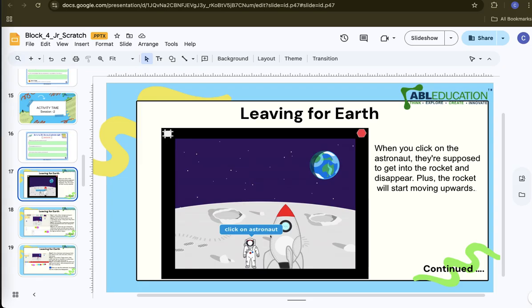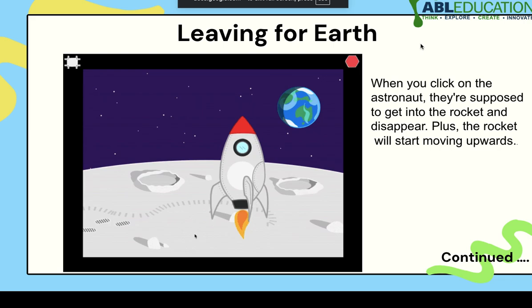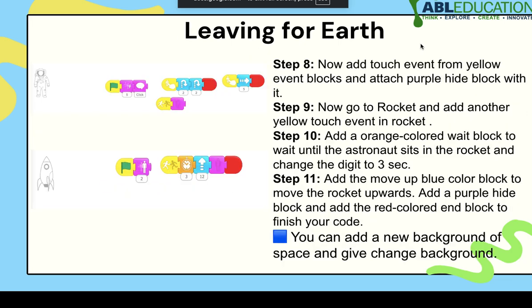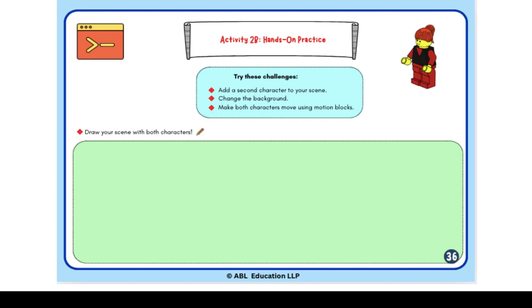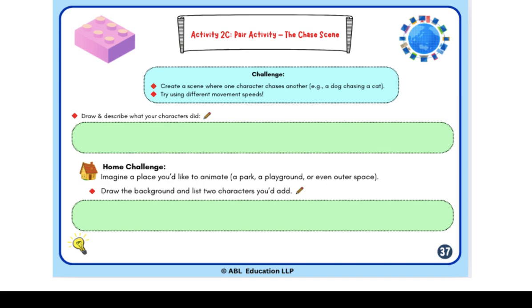Now let's go and see what activities we have next. So we have already completed this. Now tell the student to draw the scene with both characters, and tell them that they can write down what their character did.